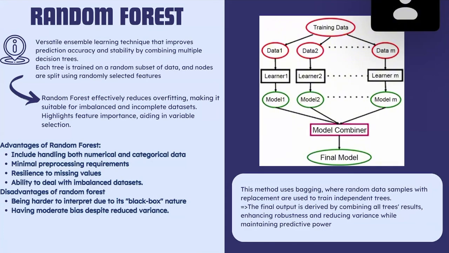It works well with imbalanced datasets and can handle missing or noisy data. It's harder to interpret compared to decision trees, so it's often seen as a black box. Also, while it reduces variance, it can still have some bias. You can tweak parameters like the number of trees and the depth of each tree to improve performance.